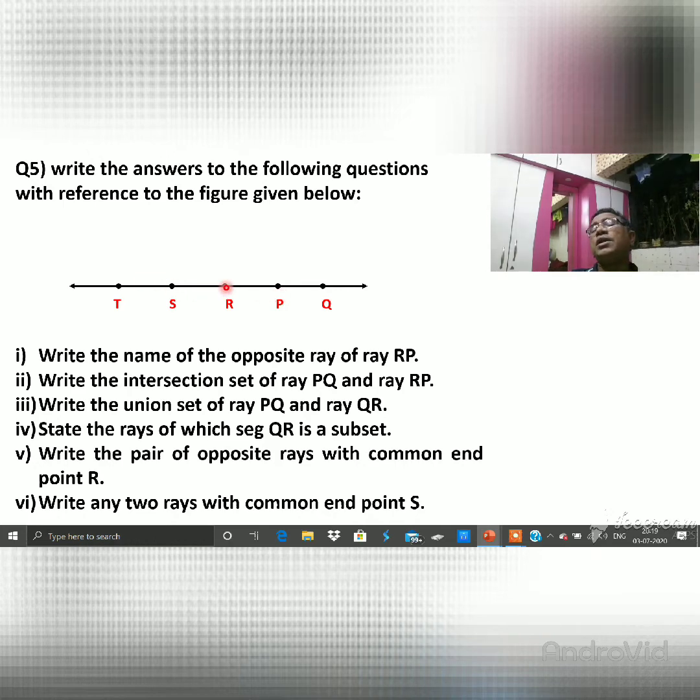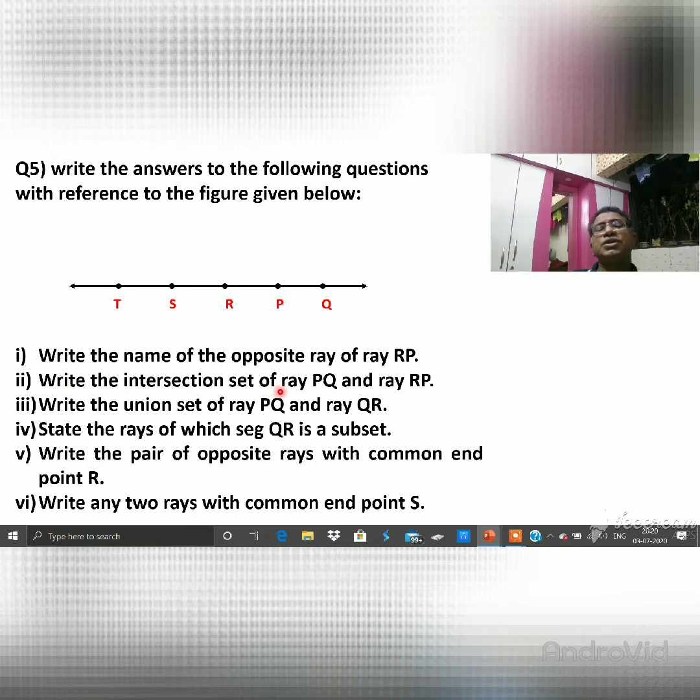When you are going to the left hand side, you can see the first point is RS. So the first ray is RS, the second ray is RT. So this is the opposite ray. As you understand, opposite means what? If you are going to the right, then the opposite is going to the left, and the starting point remains as it is. Is that clear? Then we are going to the second problem.